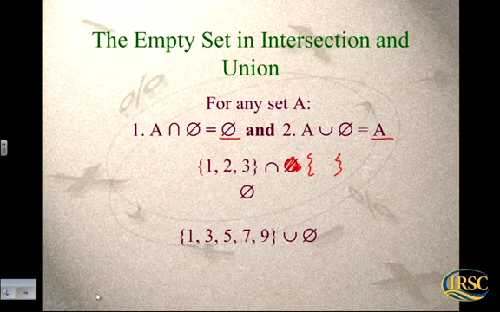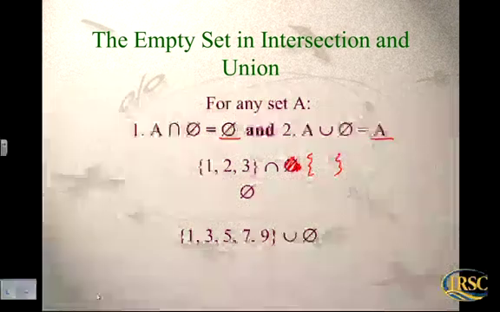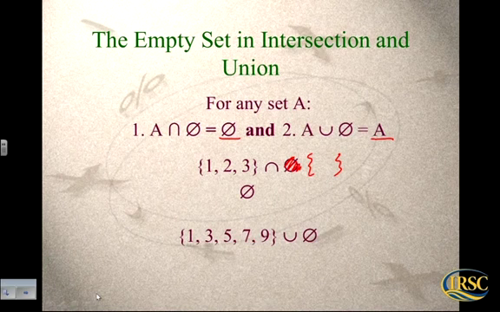So if you're taking the union of a set with the empty set, does the empty set have anything else to contribute? No. So therefore, the union is just going to be everything in that other set. So these are two things that you know when you're dealing with empty sets in intersection and union. If it's the intersection, the answer is always going to be the empty set. If it's the union, then the answer is always going to be whatever the other set is.